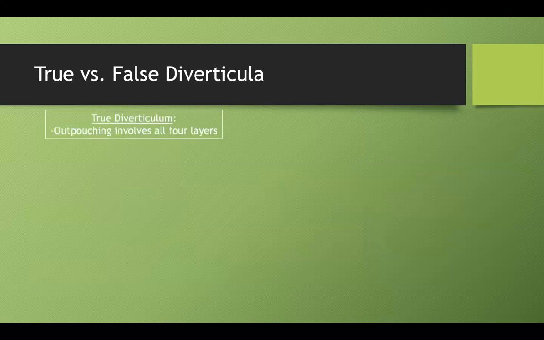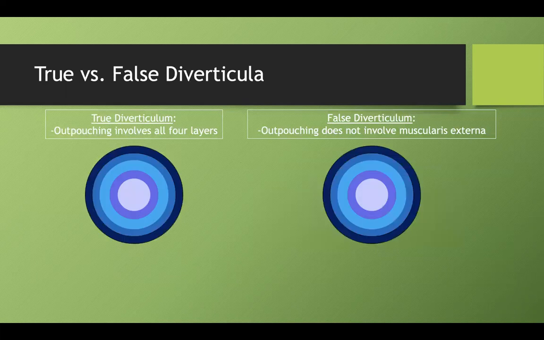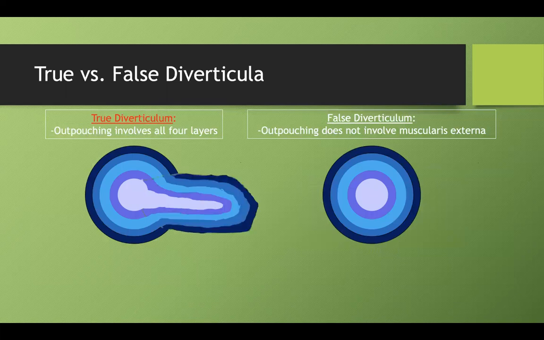And then in this case, I just wanted to go over what the difference is between these. So in a true diverticulum, the outpouching involves all four layers of the GI tract. So what that would look like, or actually, let me put these on the board first. A false diverticulum does not involve the muscular layer. Okay, so now let's talk about the difference between it. So in a true diverticulum, all 4 layers are involved. And so what that's going to look like, the outpouching will still contain every layer.